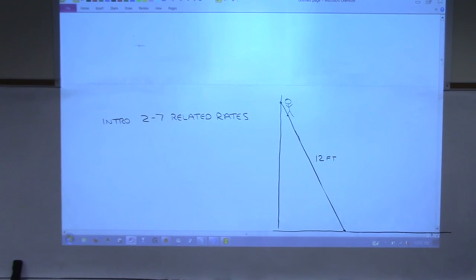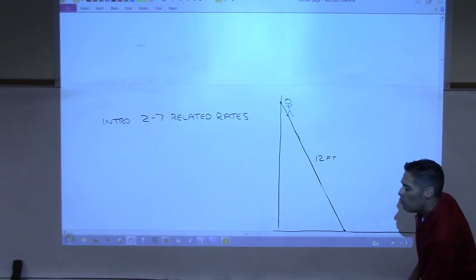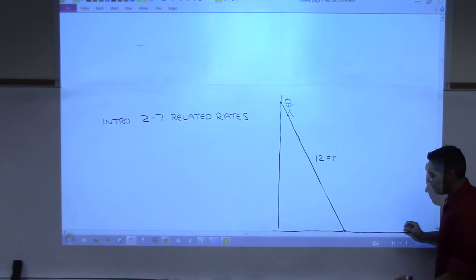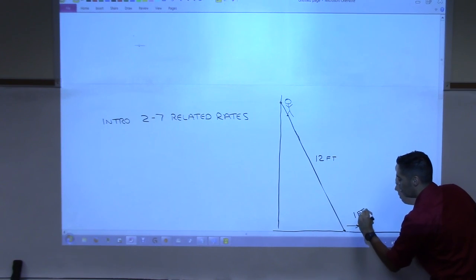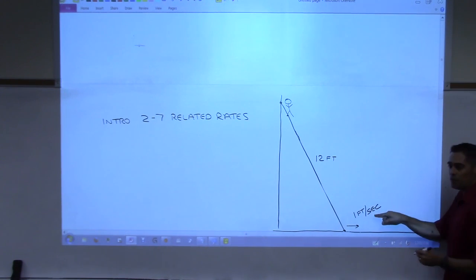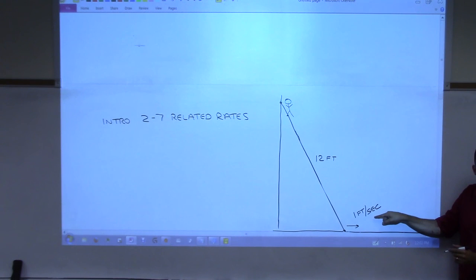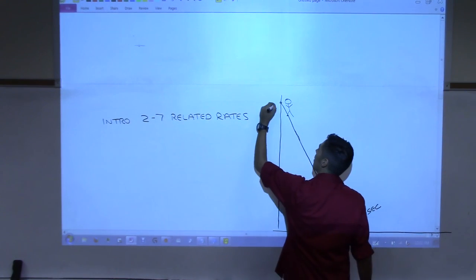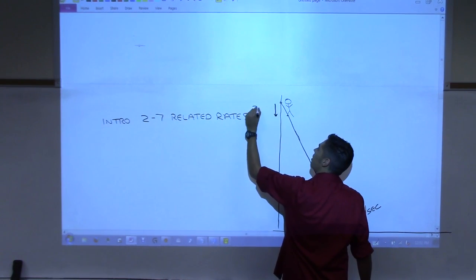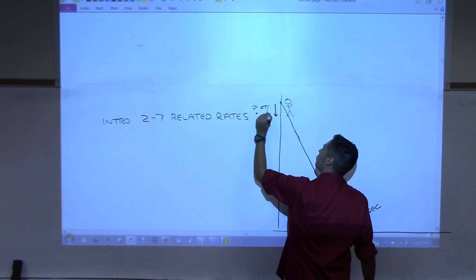Do you agree? Okay. So what we're going to be asking ourselves is, if this point is coming out at 1 foot per second, so I'm giving you a rate, this is a speed, feet per second. That's how fast that point's coming out. The question is, how fast is this coming down? Feet per second.